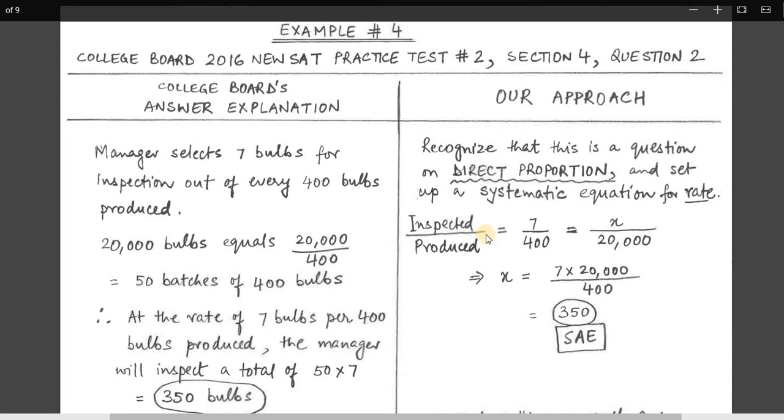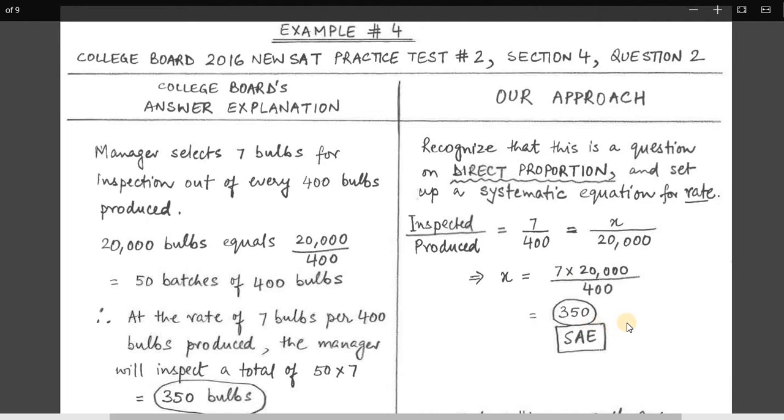So this is how you set up the equation. Number inspected divided by the number produced, that is given to you in the question. 7 bulbs inspected out of 400 that are produced, and that rate does not change because the question said at the same rate. So this ratio equals 20,000 produced, and then the question asks how many do you need to inspect. So really you need to find X from this equation. You just cross multiply and you get the value of X as 350.